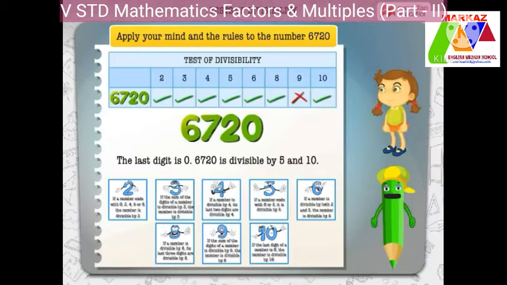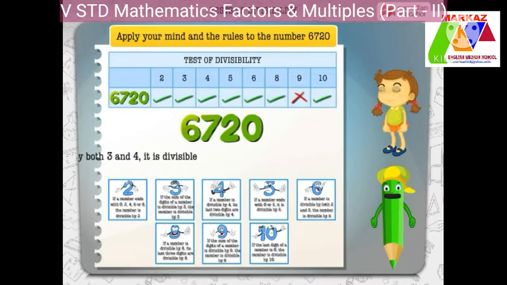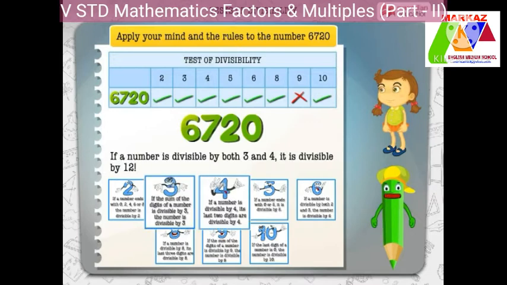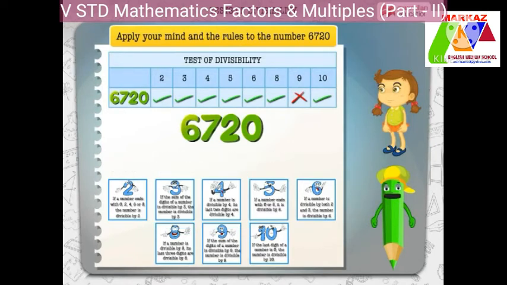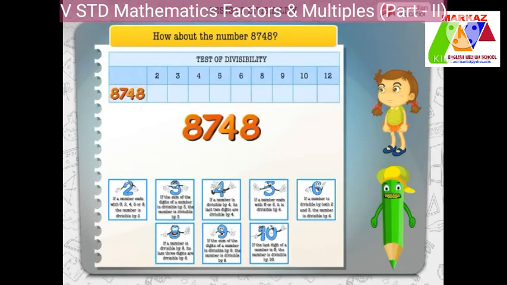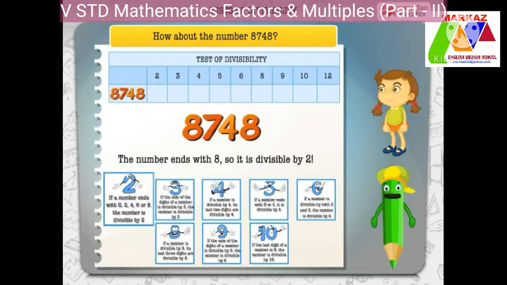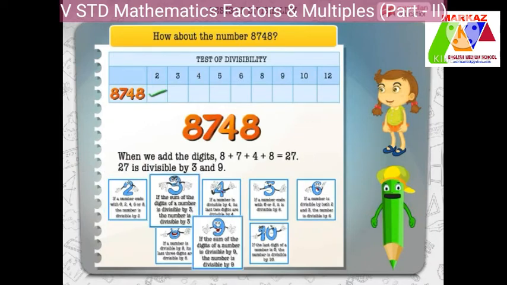Is this all? Aha! You can learn one more trick here. If a number is divisible by both 3 and 4, it is divisible by 12. How about the number 8748? This is easy. The number ends with 8, so it is divisible by 2. When we add the digits, 8 plus 7 plus 4 plus 8 is equal to 27.